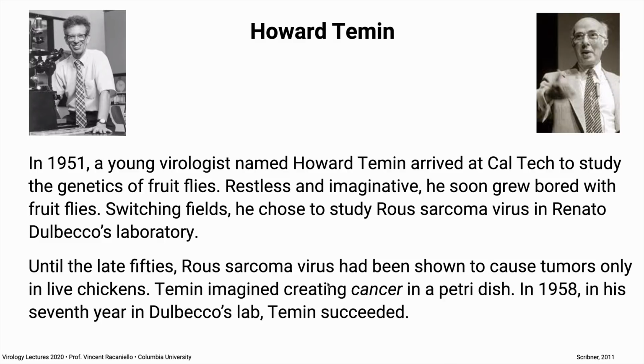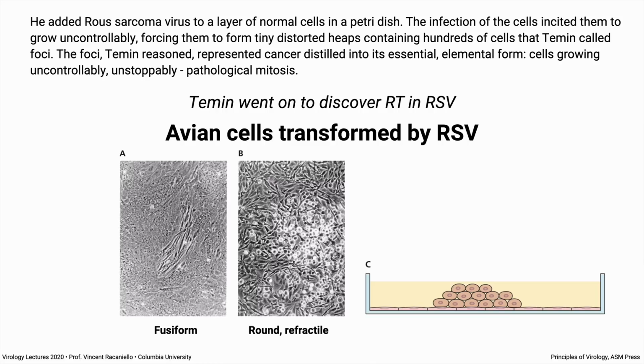He wanted to create cancer in a dish. These are the words of Mukherjee. And he did it after 7 years in Dulbecco's lab. He added Rous sarcoma virus to a layer of normal cells in a petri dish. The infection incited them to grow uncontrollably, forcing them to form tiny distorted heaps containing hundreds of cells that Temin called foci. These, he said, represented cancer distilled into its essential elemental form, cells growing uncontrollably, unstoppably.